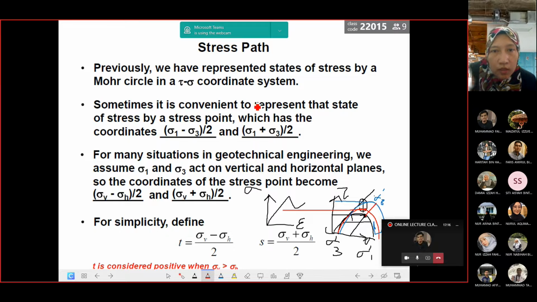Okay, previously we presented states of stress by a Mohr circle in the tau-sigma stress coordinates. This is what I explained just now. So sometimes it is convenient to represent the state of stress by a stress point which has the coordinates (sigma 1 minus sigma 3) over 2, (sigma 1 plus sigma 3) over 2. If you look here, (sigma 1 minus sigma 3) over 2 is similar to T in this T-S coordinate, while (sigma 1 plus sigma 3) over 2 is equal to the S coordinate.